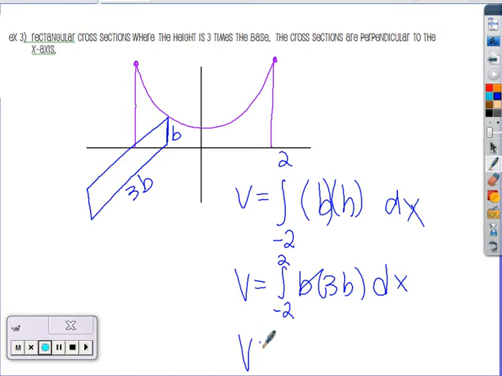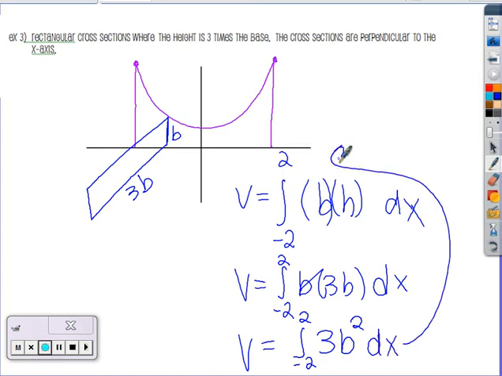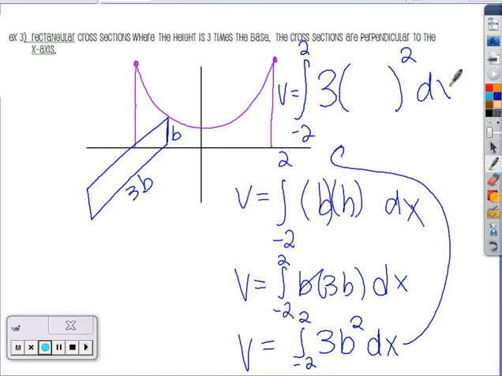All right, so let's simplify it. Negative 2 to 2 of 3b squared dx. So I just need to figure out what b is, because I'm going to put the 3 and then the b squared dx. By now you should have figured out the base is still the height of the shape. That is the reason why we get to put that in there.